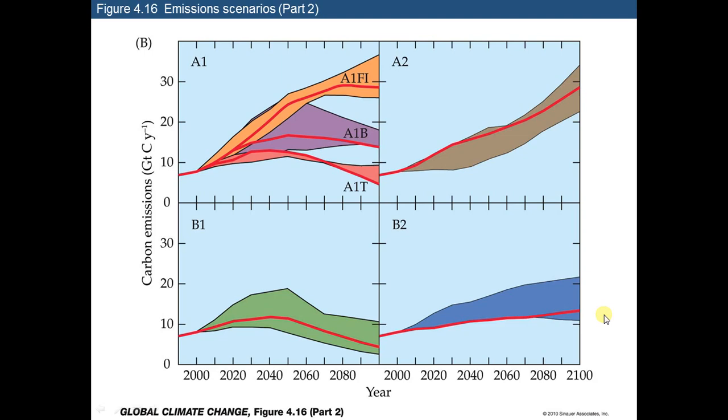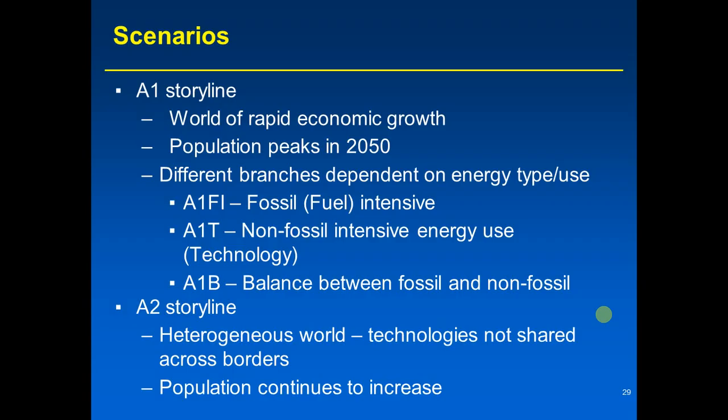Okay, let's talk about the scenarios in detail. A1 assumes a world of rapid economic growth. It also assumes population peaks in 2050 at 10 to 13 billion. Okay, and then it decreases afterward.